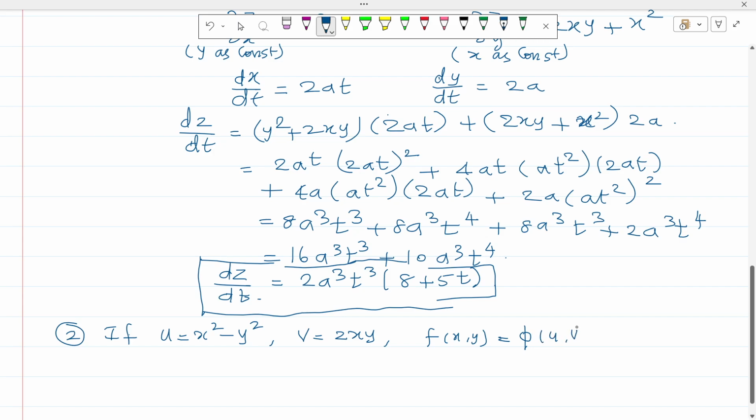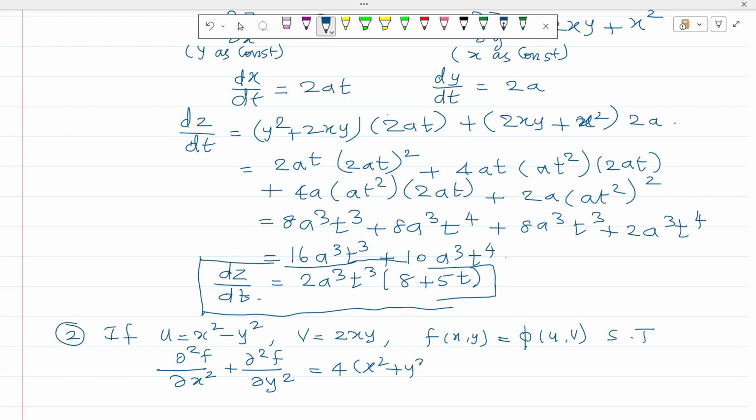Phi of u comma v, then show that dou square f by dou x square plus dou square f by dou y square equal to 4 times x square plus y square into dou square phi by dou u square plus dou square phi by dou v square.